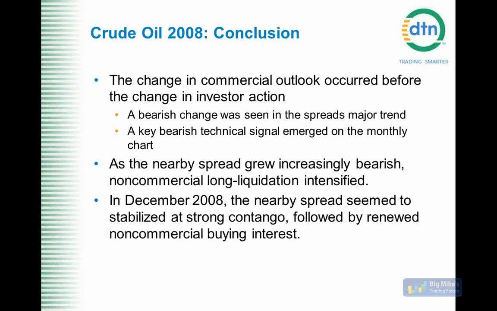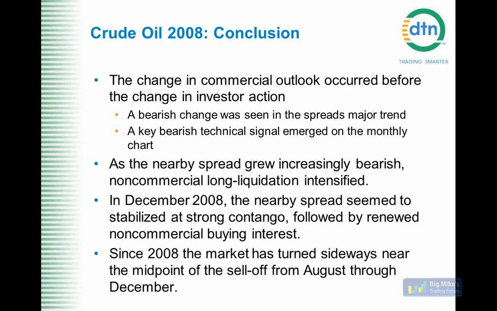In other words, we had about a $4.50 difference between the nearby contract and the next deferred contracts, meaning that the spot was priced four and a half under the deferred contracts, a very bearish supply and demand situation there at the end of 2008. But since then, we've seen the market stabilize, seemingly waiting for its next move.